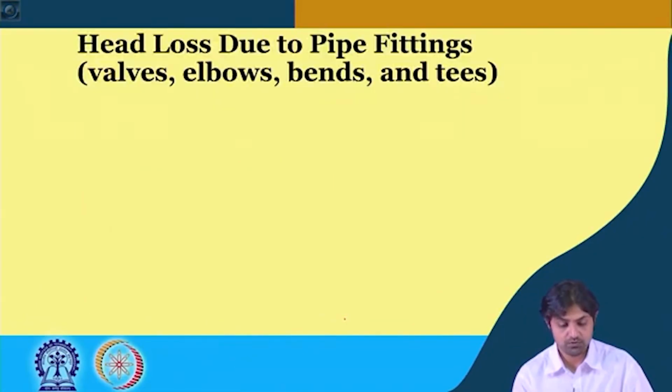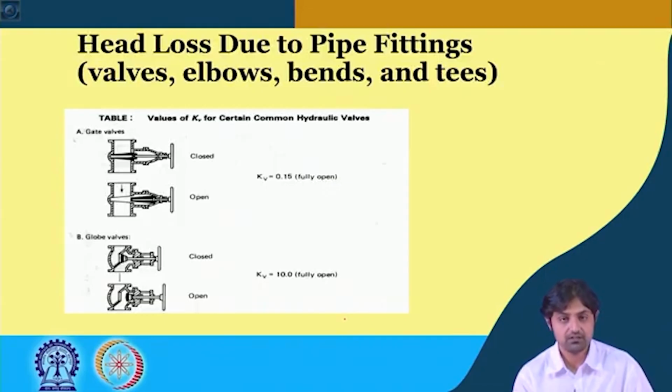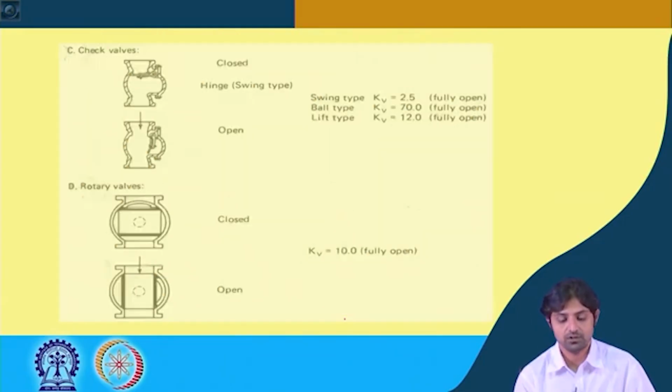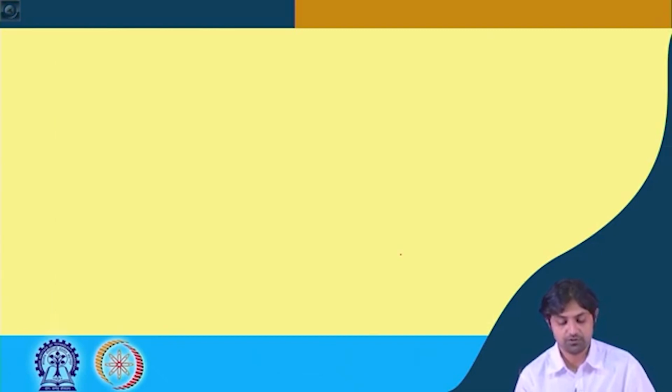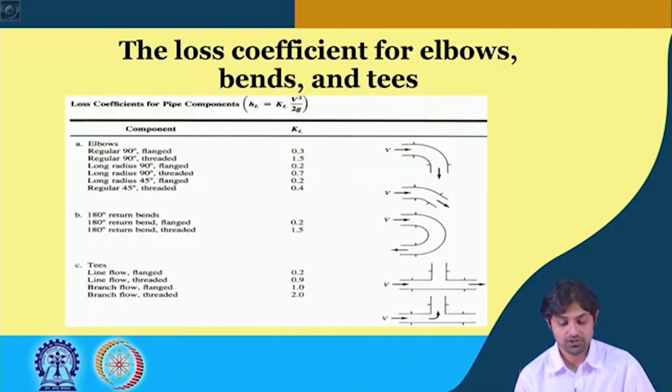So there are head losses due to the pipe fittings, different types, you will be provided with these values. Everything will be K, all the minor losses of the form K into V square by 2g. So if there is a closed valve, there is an open valve, there are losses of the order of 10.0 if the valve is a fully open rotary valve. So the loss coefficients have been summarized here for elbows, bends and T's. You see 0.3, 0.1, 1.5, 0.2, 0.7, 0.2, 1.5, 0.2, 0.9, 1, 2.